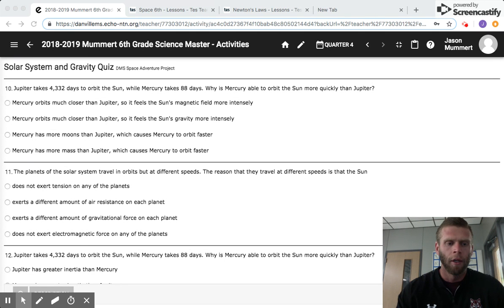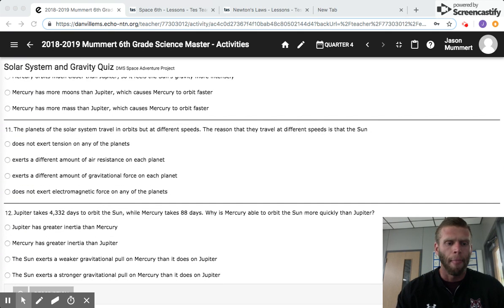Question 10. Jupiter takes 4,332 days to orbit the Sun, while Mercury takes 88 days. Why is Mercury able to orbit the Sun more quickly than Jupiter? Mercury orbits much closer than Jupiter, so it feels the Sun's magnetic field more intensely. Mercury orbits much closer than Jupiter, so it feels the Sun's gravity more intensely. Mercury has more moons than Jupiter, which causes Mercury to orbit faster. Or Mercury has more mass than Jupiter, which causes Mercury to orbit faster.